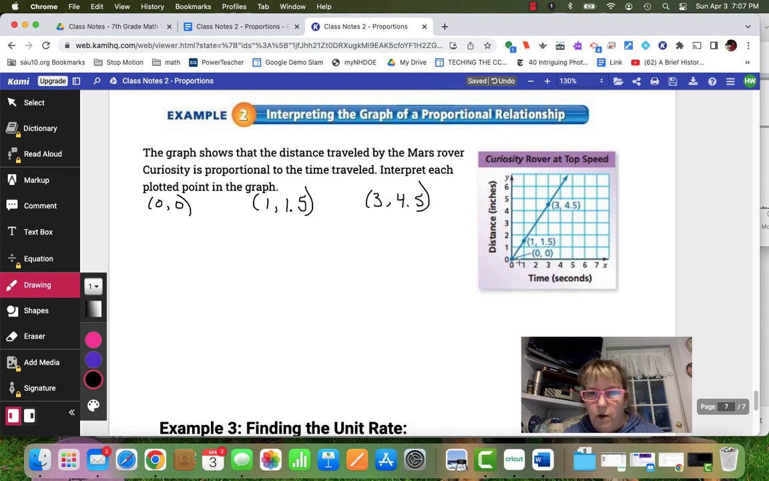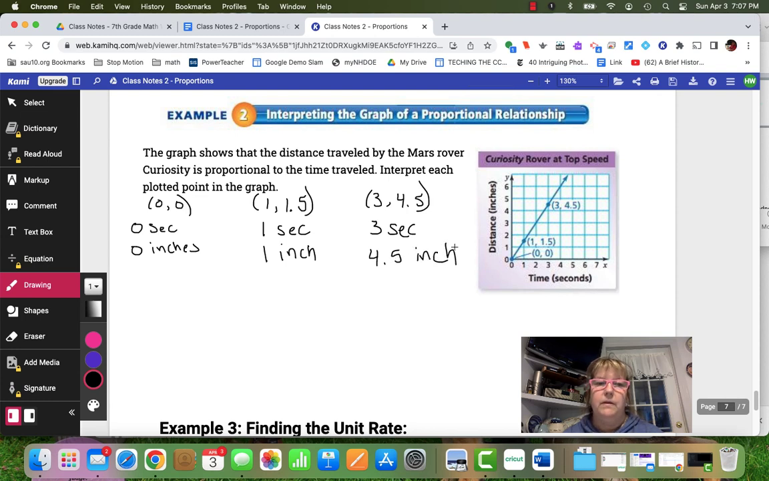Well, remember, it's x and y, and x is the x-axis, and y is the y-axis. So this means we have 0 seconds, and we've gone 0 inches. Kind of makes sense. 1 means 1 second, and 1 and 5 tenths inches. And then 3 is 3 seconds, and 4 and 5 tenths inches. So if it says to interpret, all it really means is tell me what each dot means.